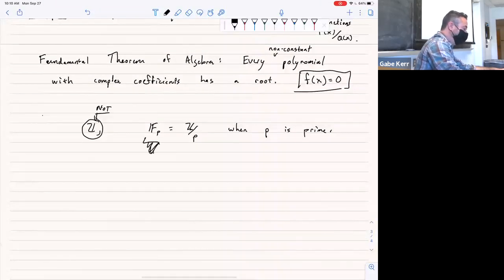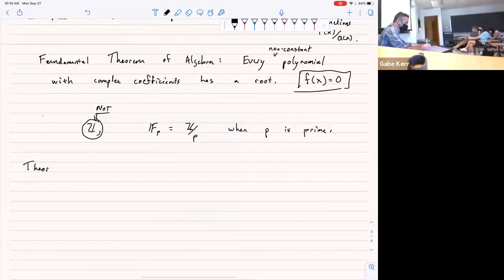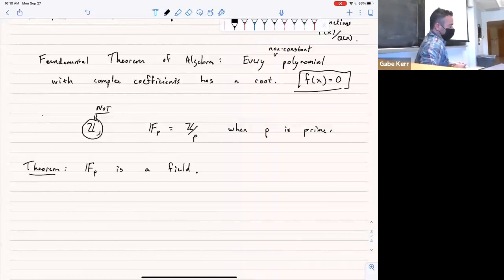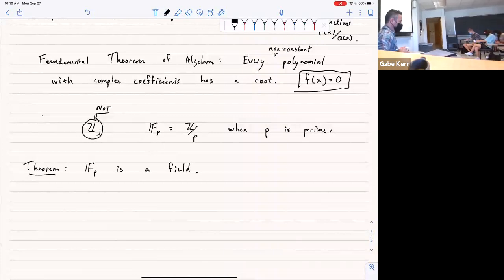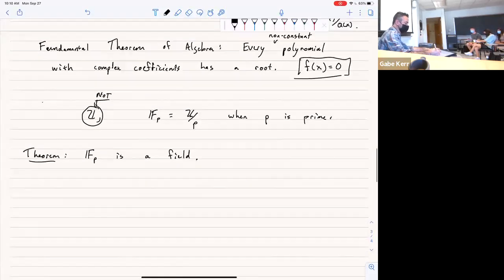Theorem: FP is a field. And when I write FP, I mean P is prime, for now. You can also take a prime power, but it means something different. It is not Z mod that P. That's a different thing. So for now, I'm talking just about FP, where P is prime.